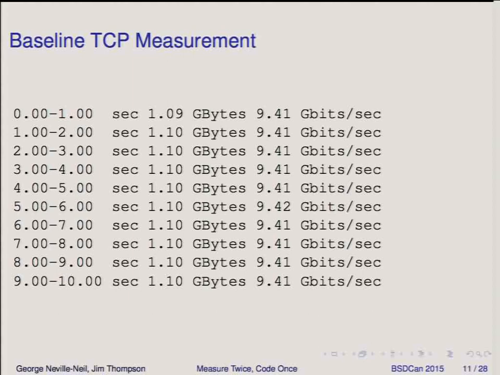So here's a baseline TCP measurement. This is just host-to-host through the switch, no forwarding going on through the host. You notice that iperf is reporting every second for 10 seconds. It's saying, wow, getting a really consistent 9.41 gigabits per second. So talk is over. We can go home now.